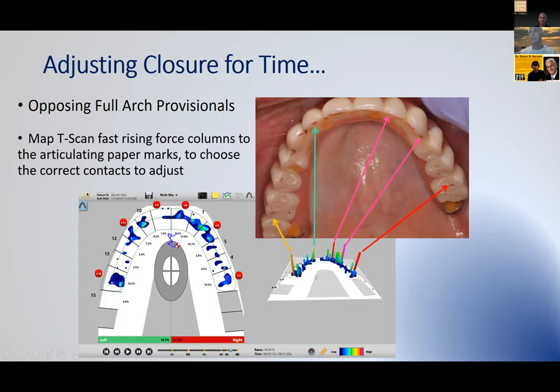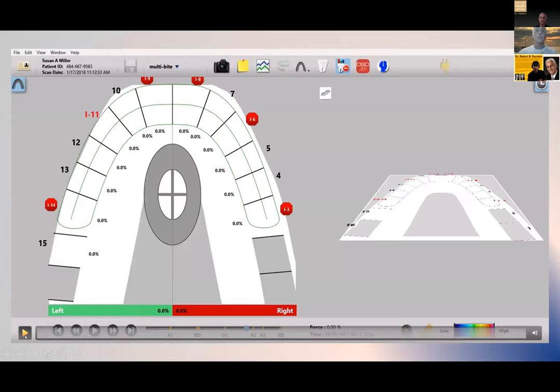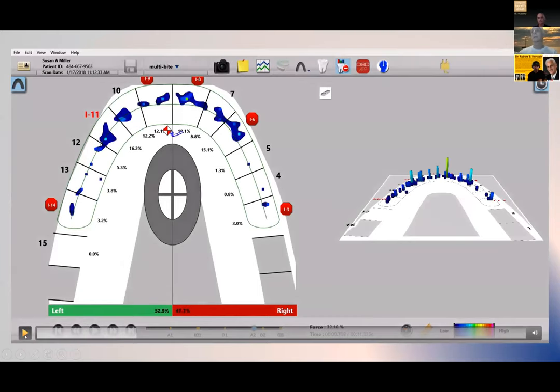Now, this is a static image, so let's look at what happens. What we're going to do is play the video of this bite. Okay, so there's the early contacts. All right, I just stopped it. This is what you do with the T-scan. You play the movie up, and you look for, oh, these are all too early. I'm going to adjust those. You don't look for the most forceful one. You look for all the ones that are rising too fast. So I'm going to adjust these areas, and then I'm going to play the movie a little further, and then I'm going to adjust over here, and I'm going to adjust over here again, and then I'm going to adjust over here.